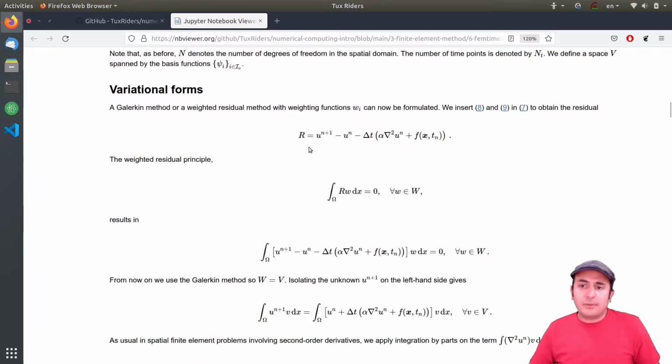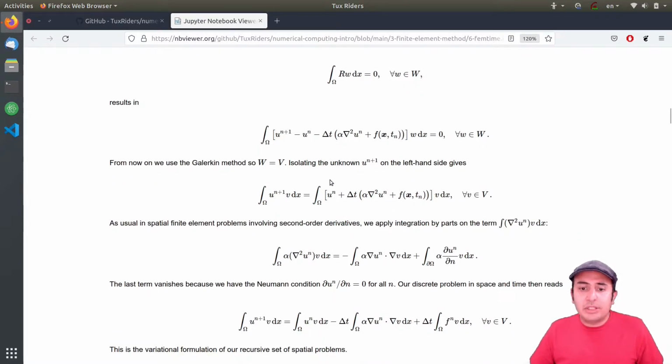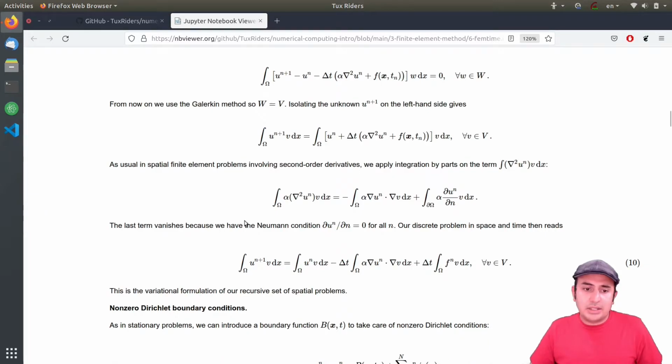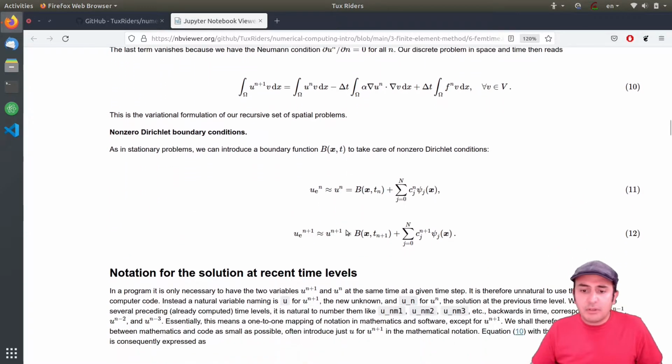And then the variational formulation can be obtained using the Galerkin method or weighted residual method. We discussed this in previous videos. So for the spatial term, we reduce the order using integration by parts and applying the boundary condition, and we will have an equation like this.